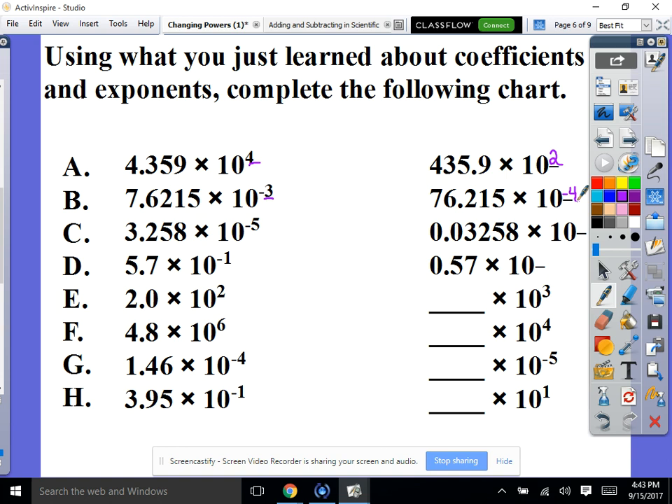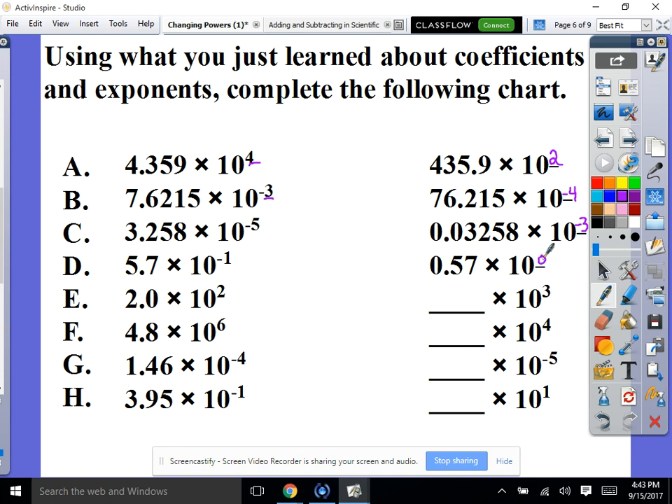3.258 times 10 to the -5. We have actually moved the decimal place. We have made it smaller by 2 places. So we need to make the exponent bigger by 2. So -5 plus 2 is -3. 5.7 times 10 to the -1. We're changing it to 0.57. So we're making it smaller by 1 place. We'll make -1 bigger by 1, which would make it 0.